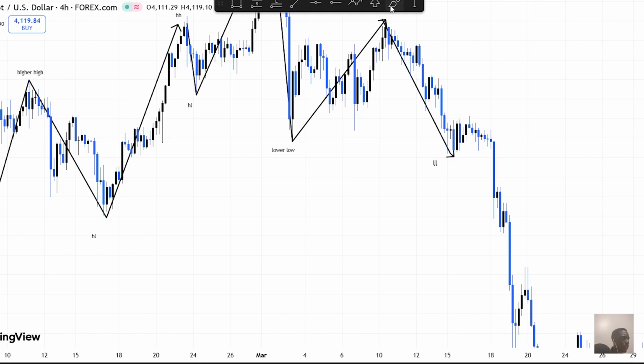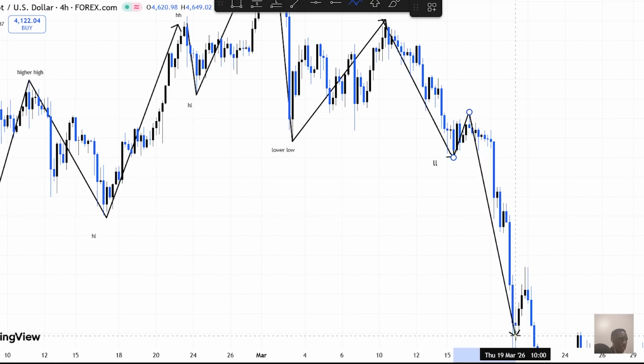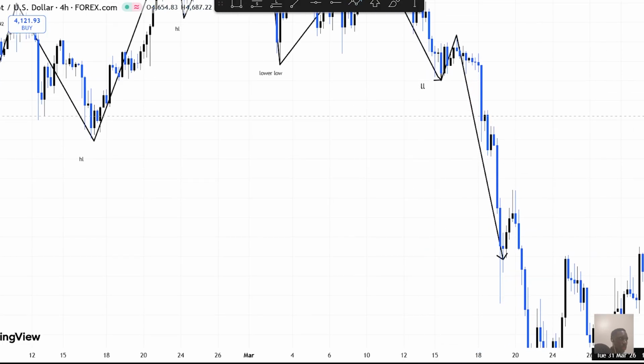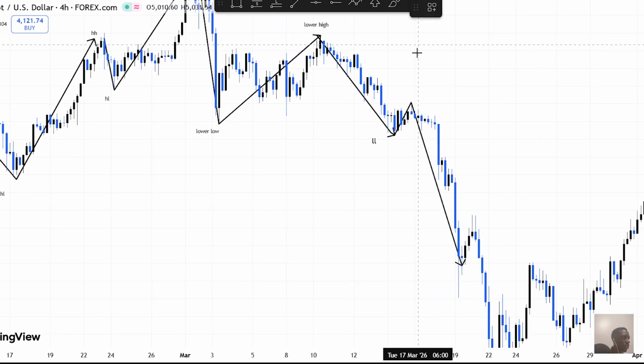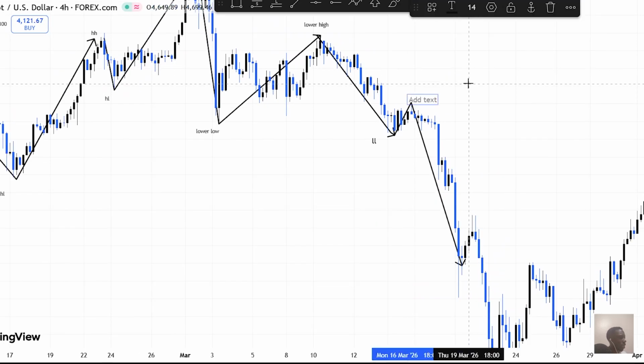Price was looking very clean here. It's not every single time the price is going to look very clean in the chart. So it then gives us a lower high and then pushes lower. There are times where price is going to be consolidated. So as a trader, you also need to understand that. So it gives us a lower high.